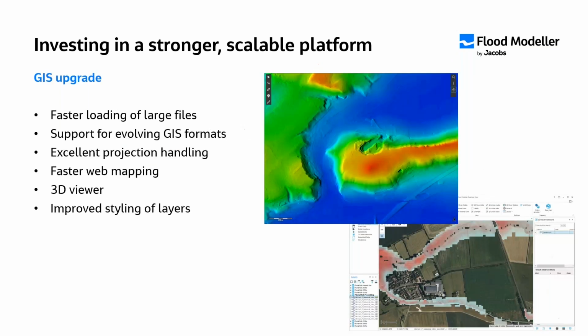Another key thing we've been doing is upgrading the GIS. We first introduced the GIS components into Flood Modeler in 2015. At the time, it met the needs of our users, but files are getting bigger, GIS datasets are getting bigger, 2D models are getting bigger and more complex, so we needed to overhaul the 2D. We've replaced the 2D module underneath Flood Modeler, and this will be released in version 8.